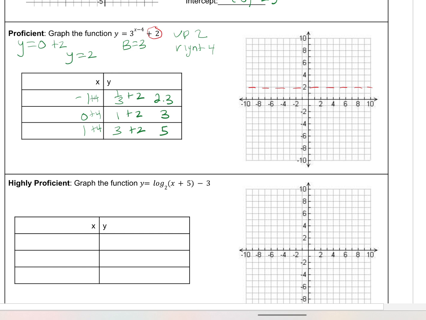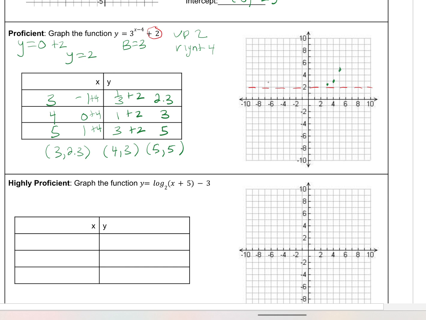So this is going to be -1 plus 4 is 3. 0 plus 4 is 4. And then 1 plus 4 is 5. So these are going to be ordered pairs on the graph. So (3, 2 1/3), (4, 3), and (5, 5). So we go 3 and up 2 1/3, so it's just barely going to be above that asymptote. And then 4 goes up 3, and 5 goes up 5. And this is where it's going to start going up faster, okay?